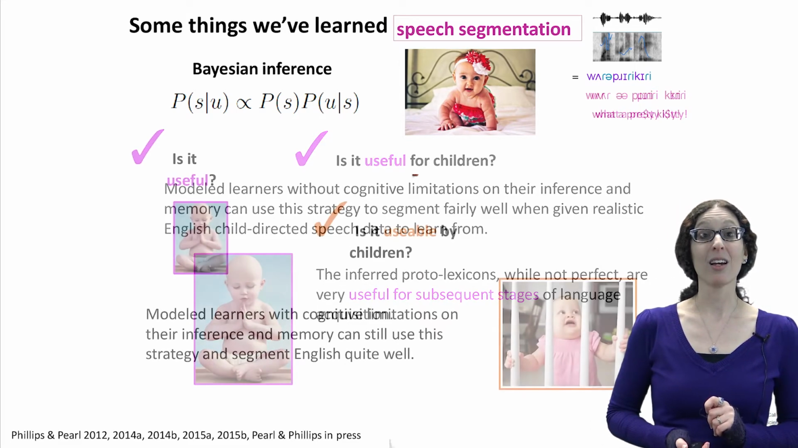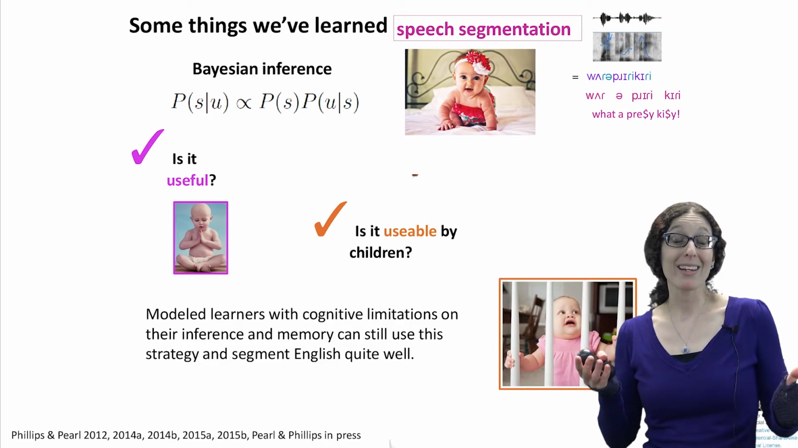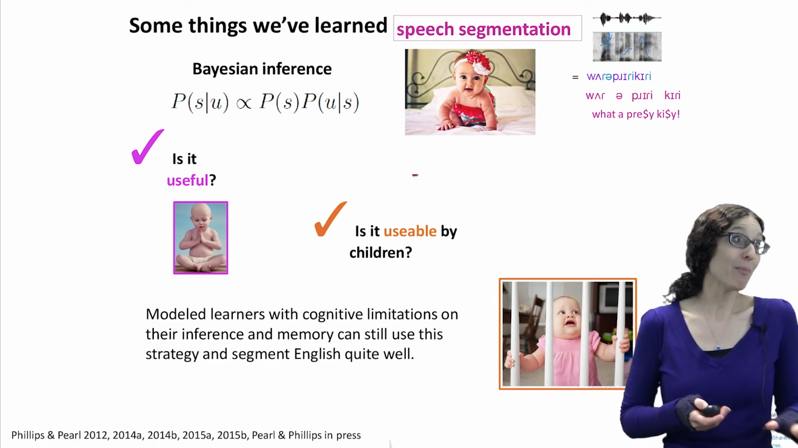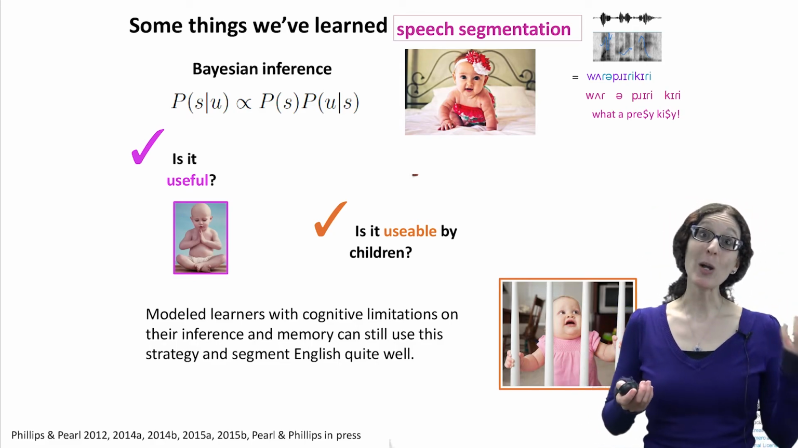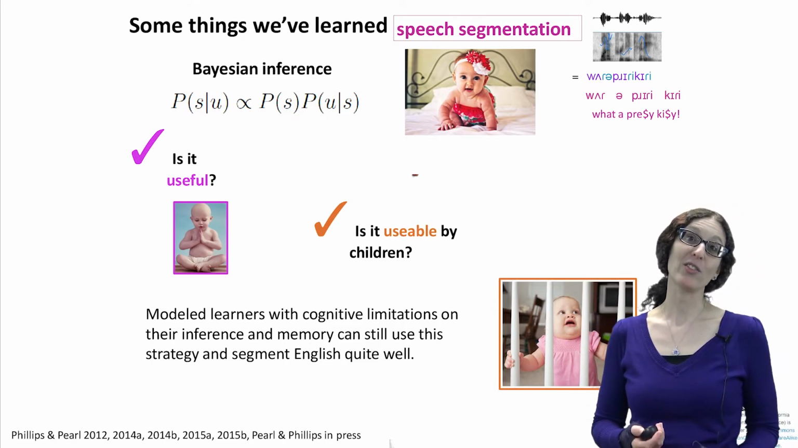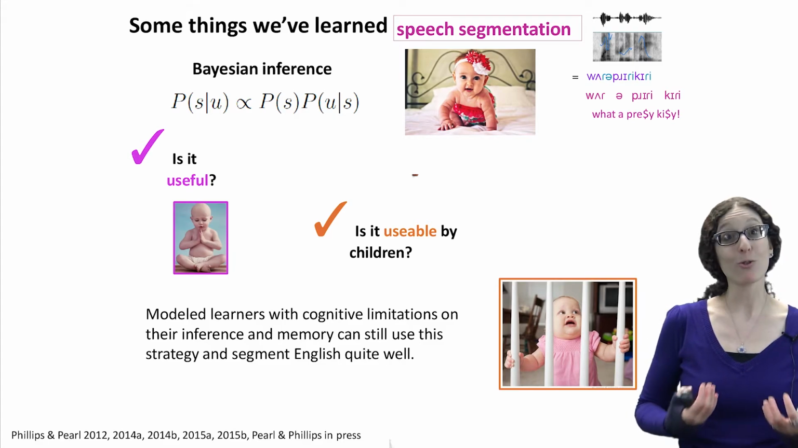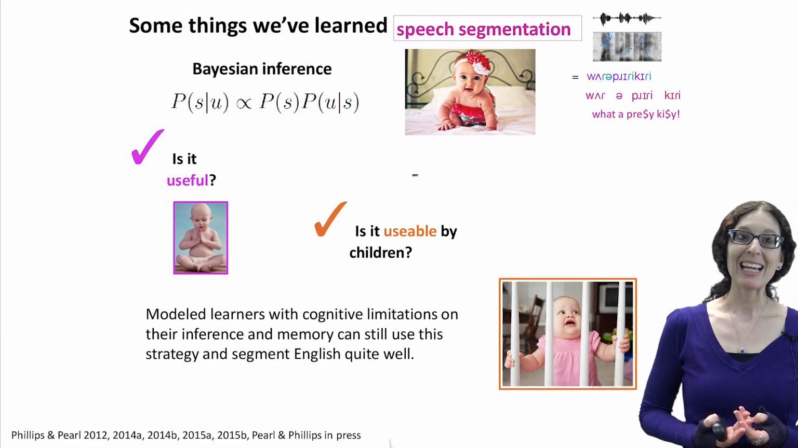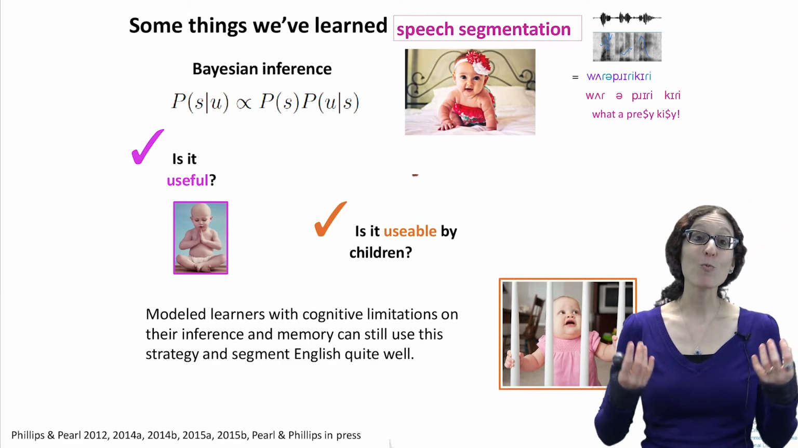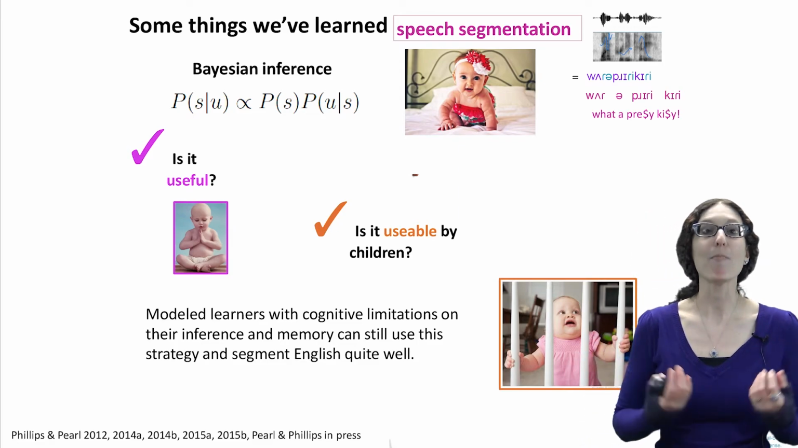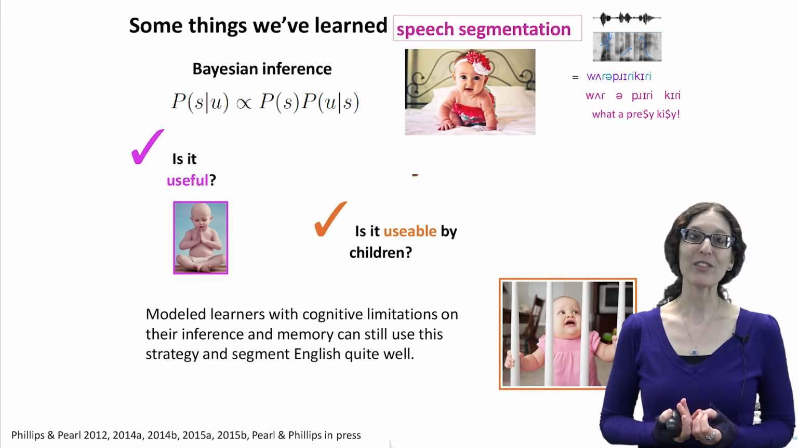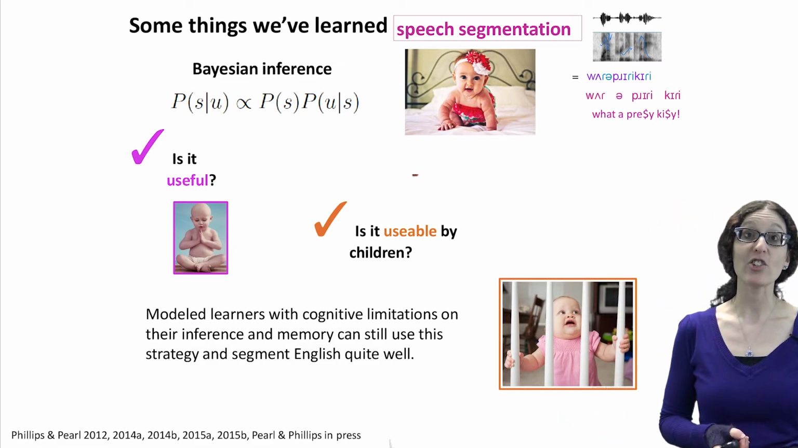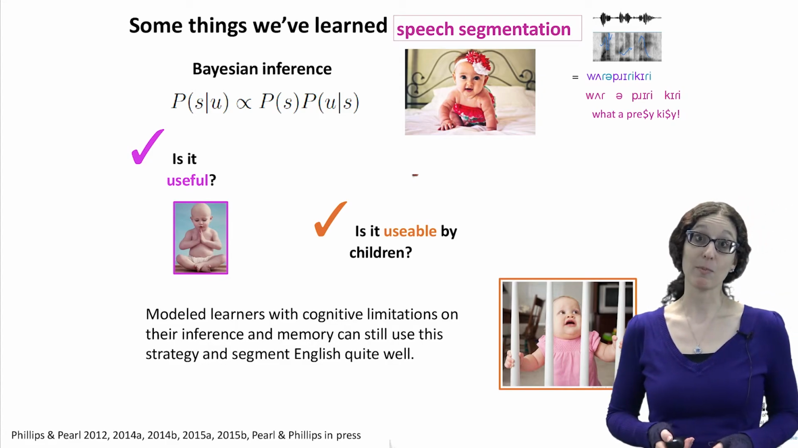So then the question is, okay, it's great that it's useful. Is it usable by actual 6-month-olds? Because remember, 6-month-olds, hey, guess what? They do have limitations on their memory. They do have limitations on their cognitive resources. So what if we model learners that have the same kind of restrictions? Can they still use this strategy? And the answer is yes. Modeled learners with cognitive limitations on their inference and their memory can use this Bayesian inference strategy and still segment English quite well, right? So that tells us that this is a strategy that's usable by children, by little 6-month-olds.